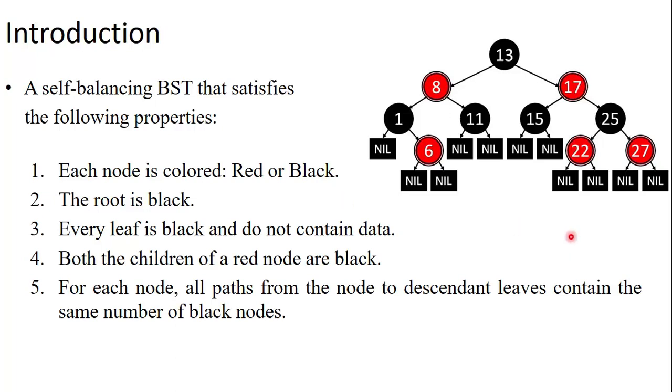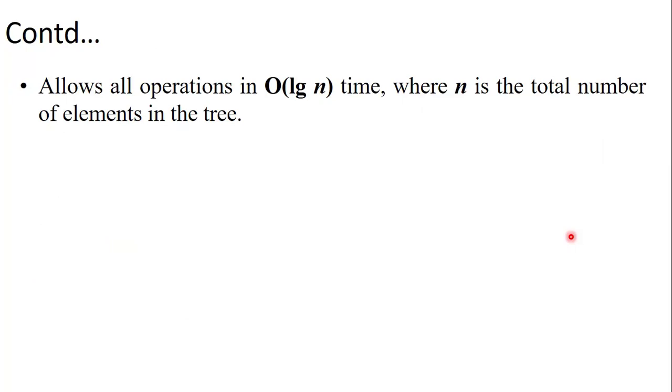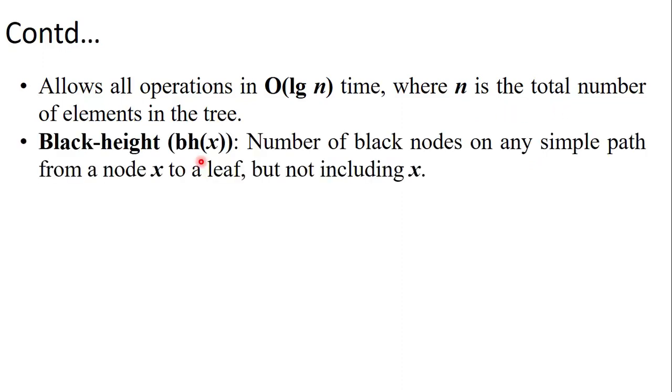So now let's look into the other details of RB trees. It allows all operations in big O of log n time, where n represents the total number of nodes present in the tree. Now let us introduce you to the concept of black height. Black height represents the number of black nodes on any simple path from a node X to a leaf, but not including X. That is, the node under consideration is not included in calculating the black height.